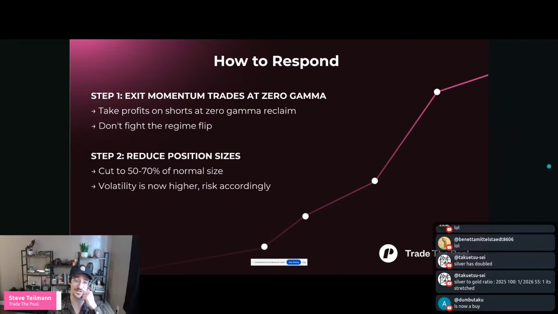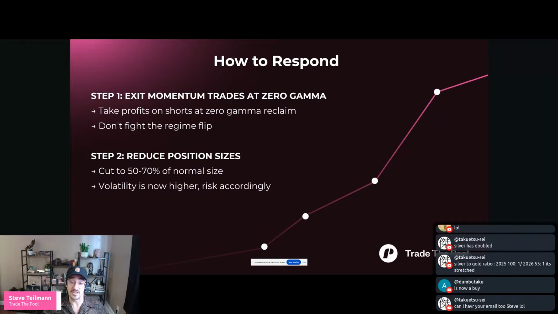All right. How do you respond to this? Step one, you exit your momentum trades at zero gamma. If you were expecting a range breakdown and then you're wrong and it rips back up on you, back into zero gamma, if it closes that candle over zero gamma, you got to take the loss.